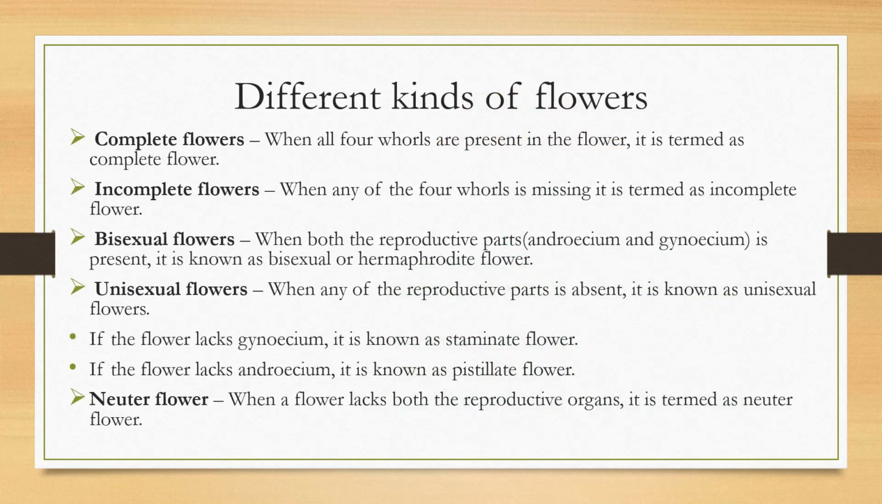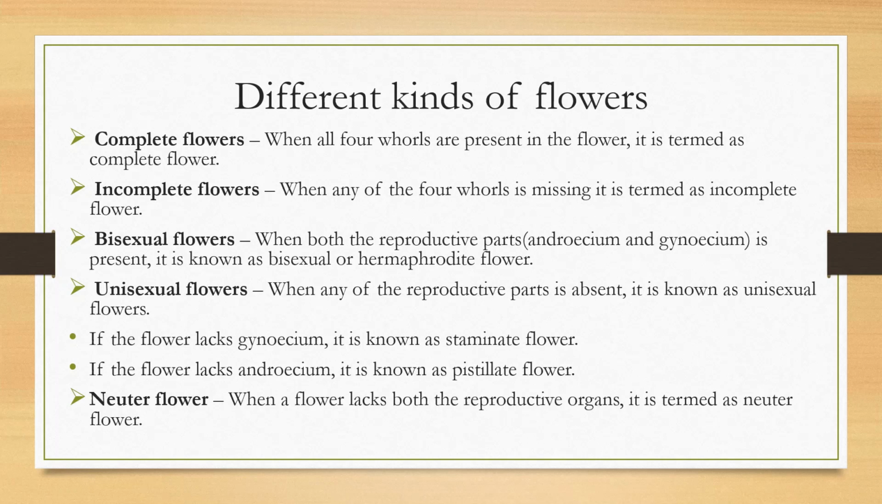Now come to different kinds of flowers. We can divide the flowers into complete flower and incomplete flower. When all four whorls are present in the flower, it is termed a complete flower. But when any of the four whorls is missing, it is termed an incomplete flower.